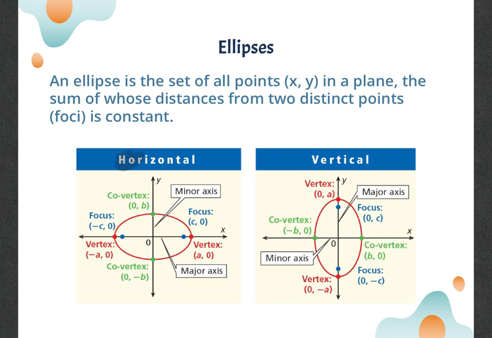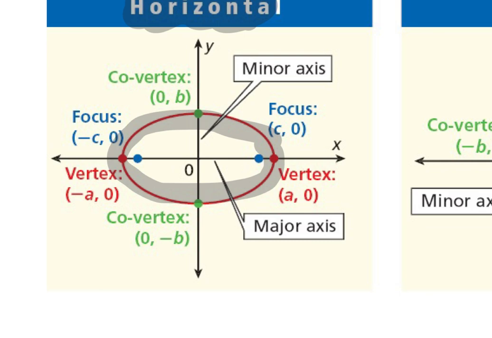So there are two, like I just said. The first one is horizontal, and that means it is wider than it is tall. The second is vertical, and that means it's taller than it is wide. They all have a bunch of parts to them. They all have a center, so the center is at the middle. Okay, your center in this case is at 0, 0. It can shift.